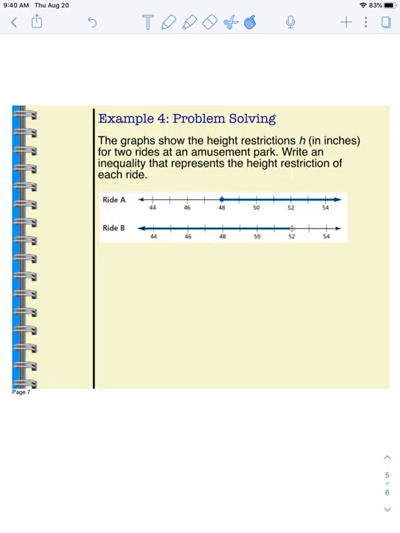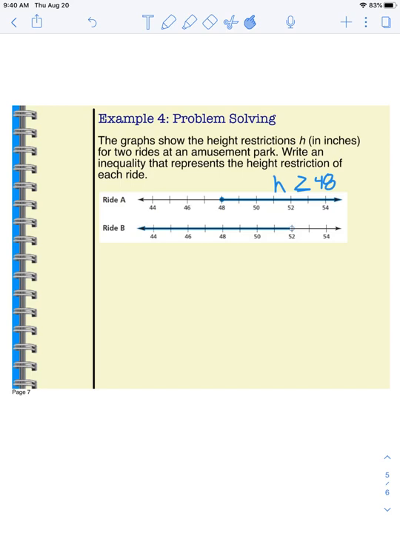All right, and example 4 has some problem solving for us. The graphs show the height restrictions, h, for 2 rides at an amusement park. Write an inequality that represents the height restriction of each ride. So ride A, it looks like the circle is at 48. So I know 48 is going to be one of my numbers. We'll use h, and it's pointing to the greater numbers. So h has to be greater than 48. And I notice that the circle is closed, so it can include 48. So h is greater than or equal to 48.